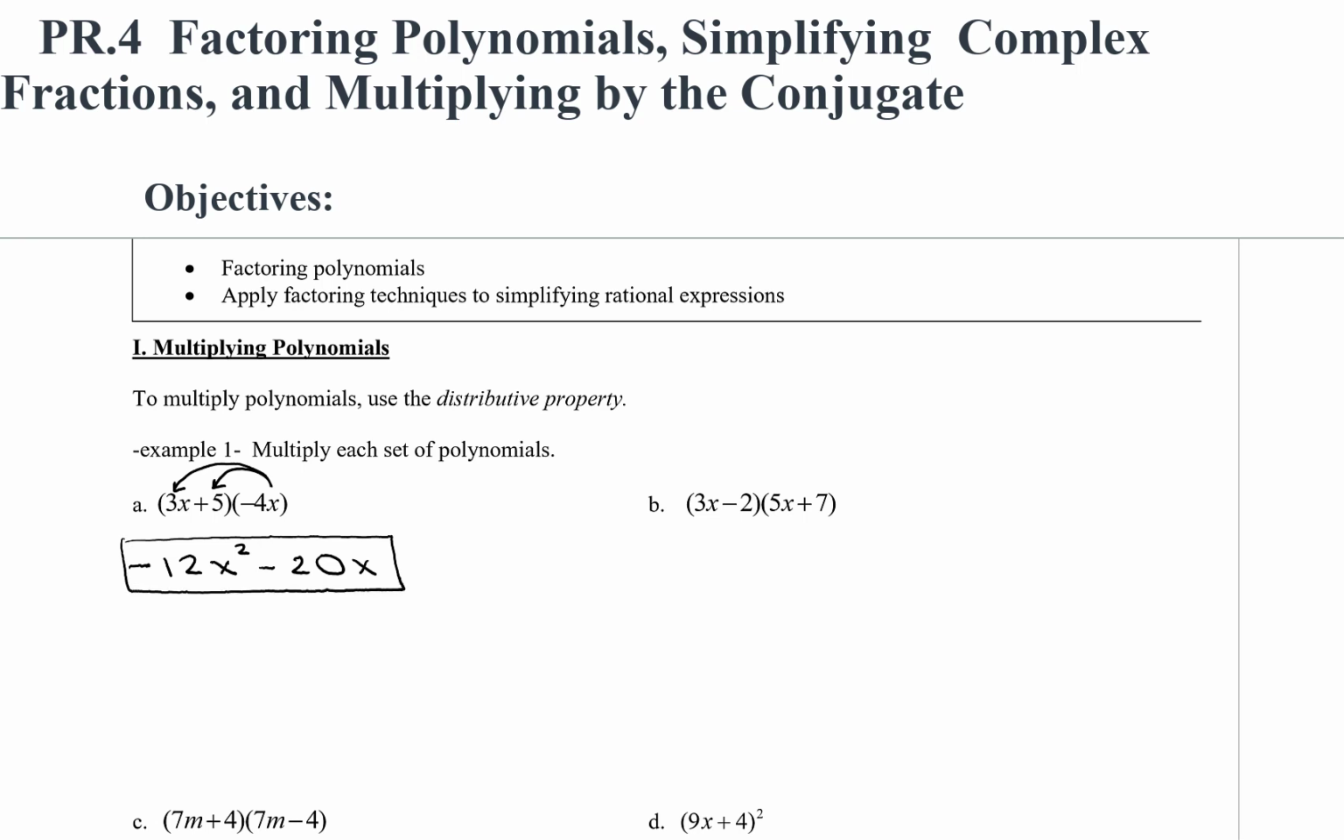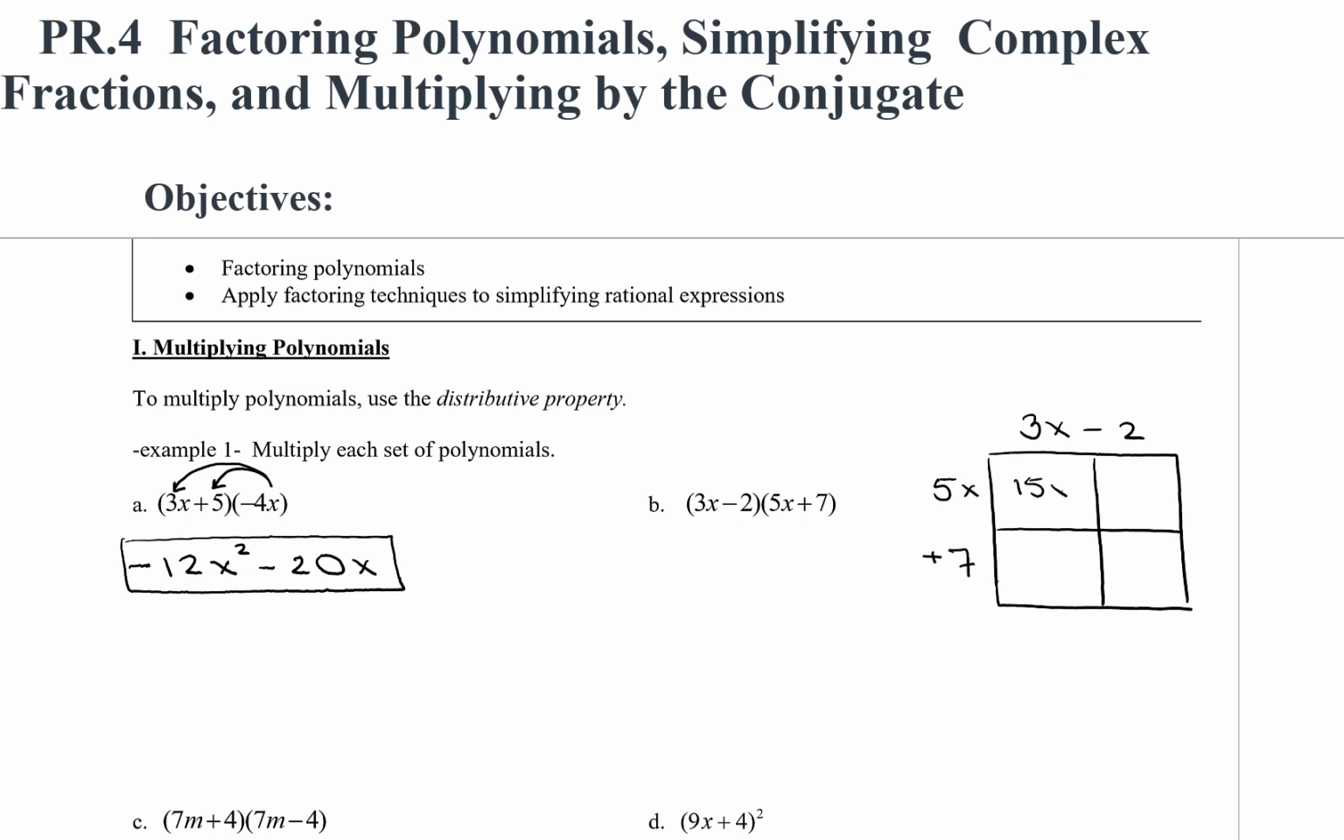B. We have the quantity 3x minus 2 multiplied times the quantity 5x plus 7. I'm going to use the box method to multiply these two binomials. I'm going to draw a 2 by 2 box because we have two terms in our first binomial and two terms in our second binomial. I'm going to write 3x minus 2 across the top of my box, and 5x plus 7 going down the left-hand side. 5x times 3x is 15x squared. 5x times negative 2 is negative 10x. 7 times 3x is 21x. And 7 times negative 2 is negative 14.